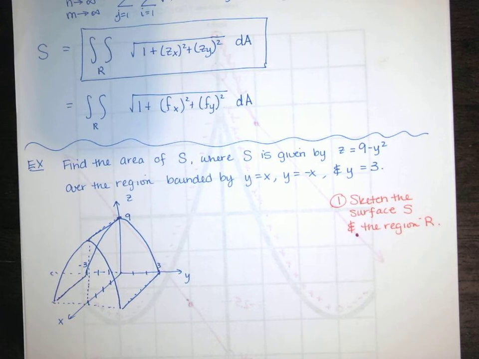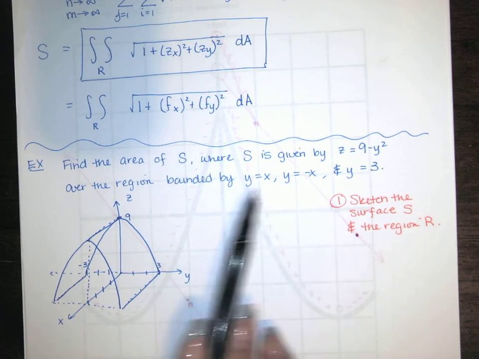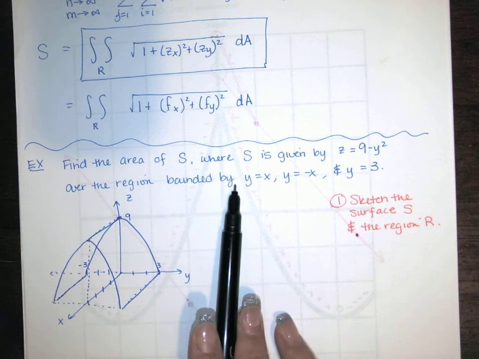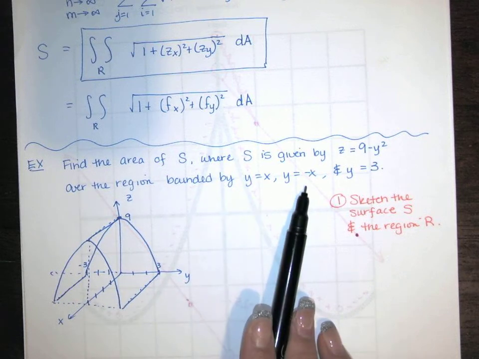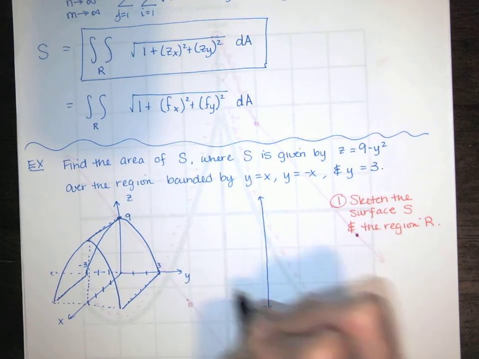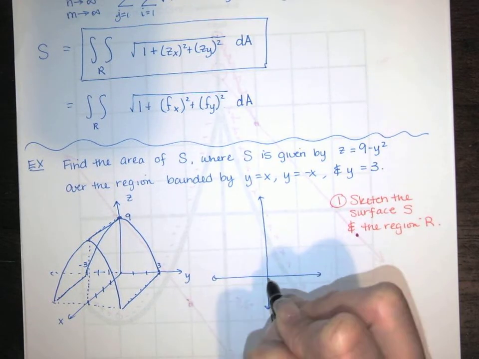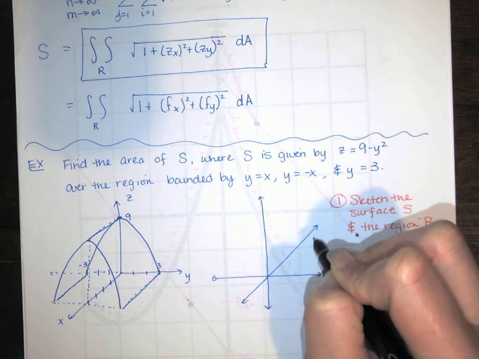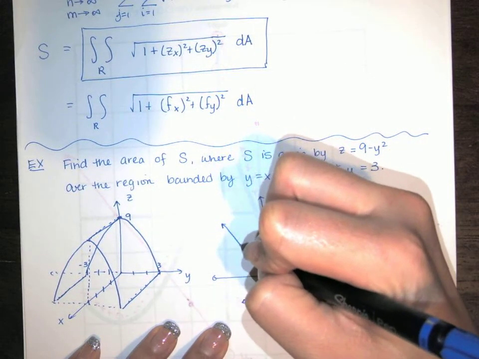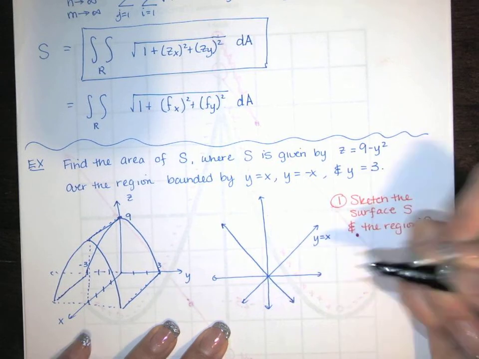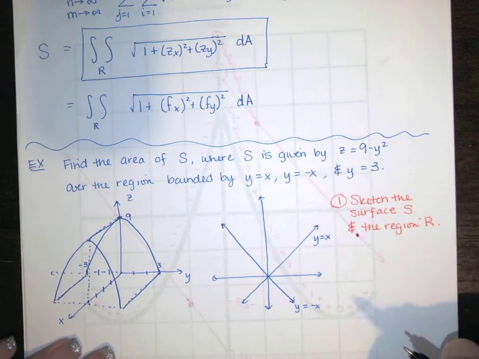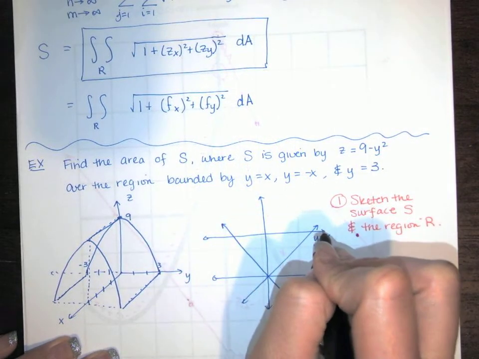Now we don't want the area of the whole surface. We want the area of this surface over the region bounded by y equals x, y equals negative x, and y equals 3. So let's just sketch that over here. Y equals x looks like this. y equals negative x, it's pretty much the same. Just has that opposite slope. And y equals 3 is up here.